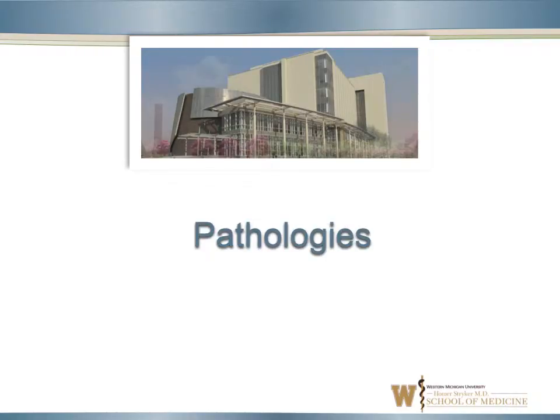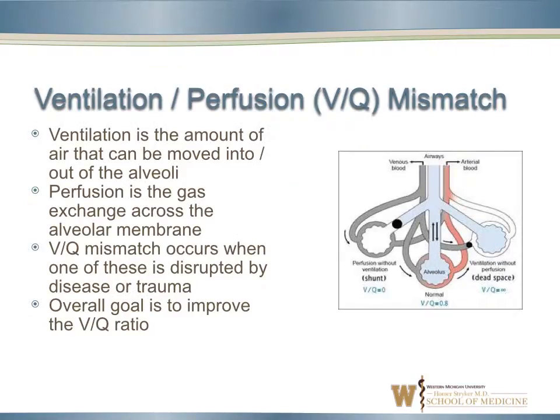So we'll talk about a couple pathologies before we move on. And when we look at these pathologies, we'll talk about airway and respiratory, but focus on how that affects our airway management. We'll talk about ventilation, perfusion, the VQ ratio, and potential VQ mismatch.